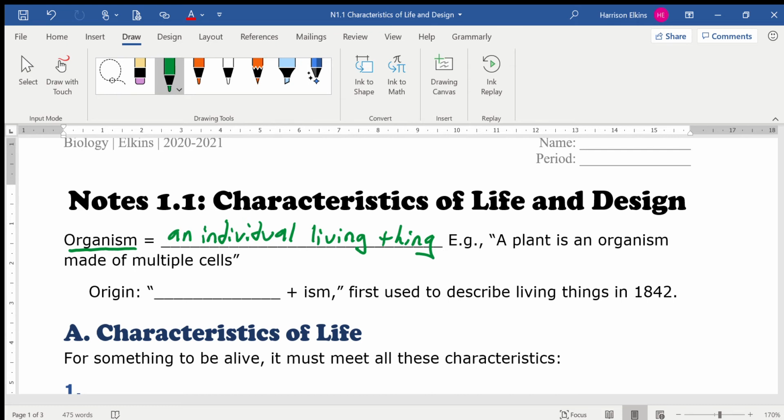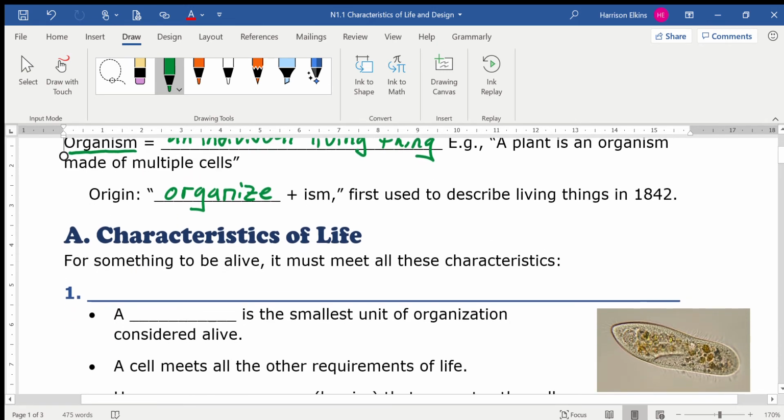And the reason we call it an organism is this actually comes from the word organize. Basically, living things are very organized. When you start diving into their anatomy and their biology and you start looking at how all the structures fit together, you see the amount of organization that is inside these living things. And so we call these things organisms.